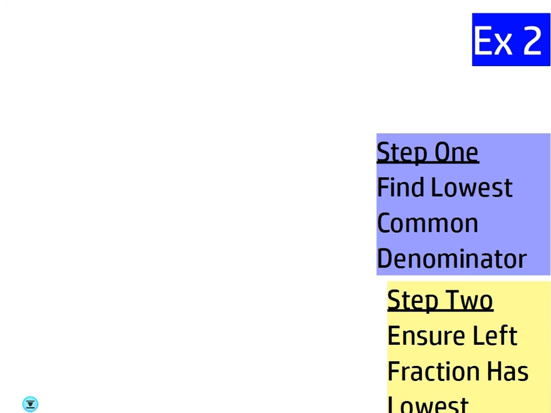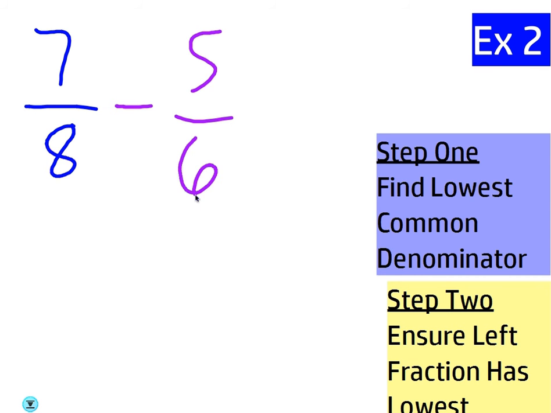Okay. Let's do one with subtraction. Let's do one that's a little bit more difficult. So I'm going to do 7/8 minus 5/6. The reason I'm doing this one is because it's a little bit harder to find the lowest common denominator. So let me ask you guys, what's the smallest number that both 6 and 8 go into? 24. Nice. He said 24.